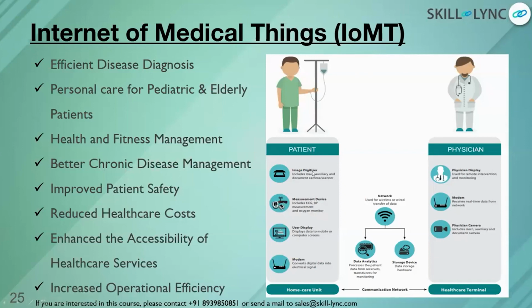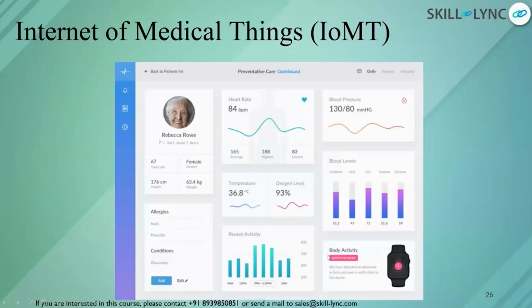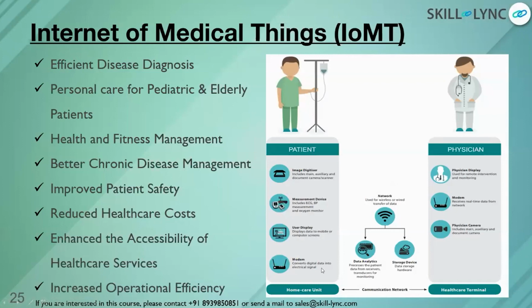The patient's data, either an image of the patient or signals from the patient, will be collected and sent to the gateway. As I told you, a gateway is a network device. That network device connects to the cloud, the network. From the network, the analysis will be taken. After the analysis, the data will be generated and stored internally, or given to the physician for display.